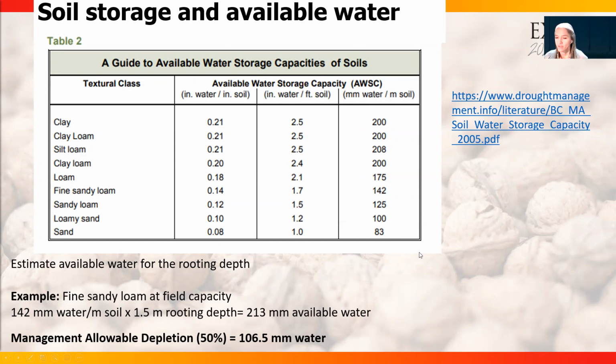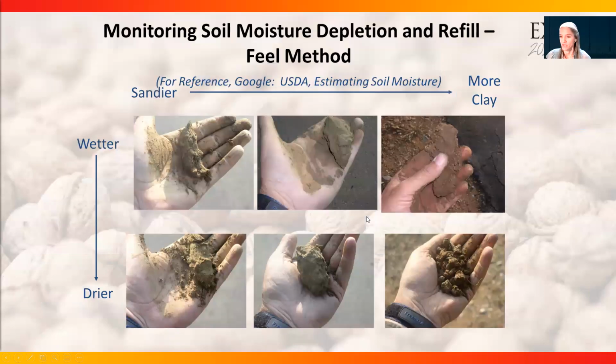But as I mentioned in the previous slides, not all of this water is easily available for uptake by the walnut tree. As the soil dries, some of that water is too difficult for the tree to extract. And so that level of moisture between field capacity and management allowable depletion is about 50%. So half of 213 would be about 106.5 millimeters of water.